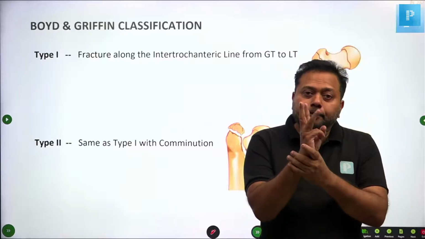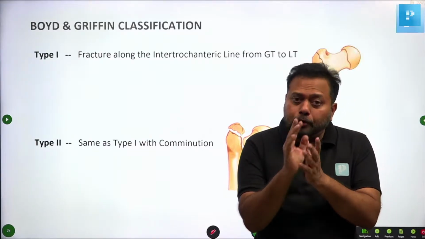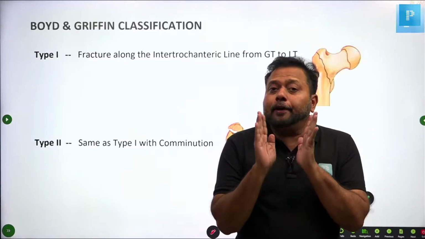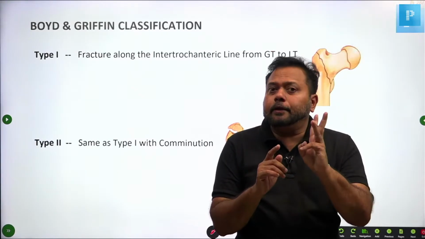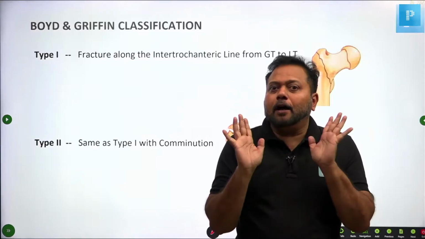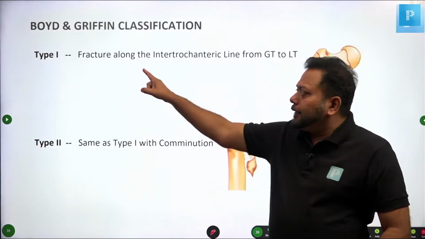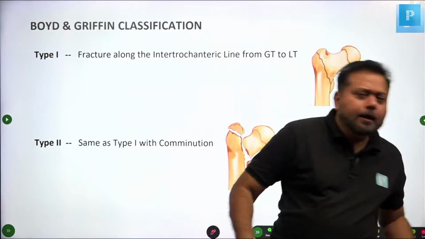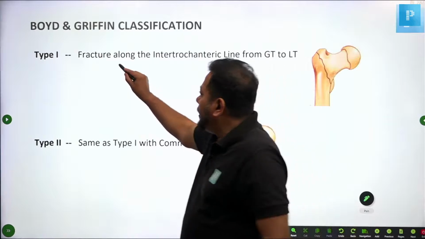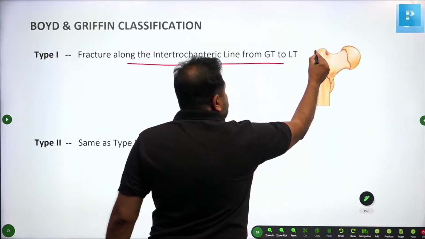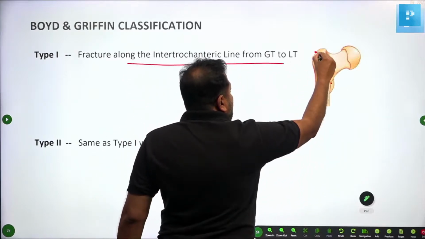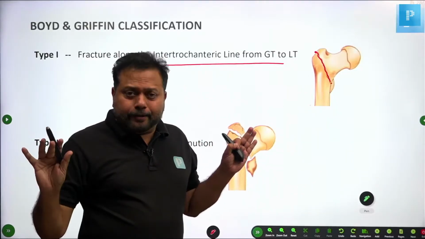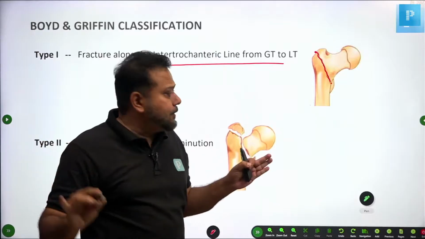There are 3 methods of treatment available for intertrochanteric fracture. Please focus your fullest attention. They will give all the 3 and ask about one type. Very simple. Type 1 fracture, boot and traction. Type 1 fracture is along the intertrochanteric line from GT to LT, one fracture line. It is totally undisturbed and it is not displaced.